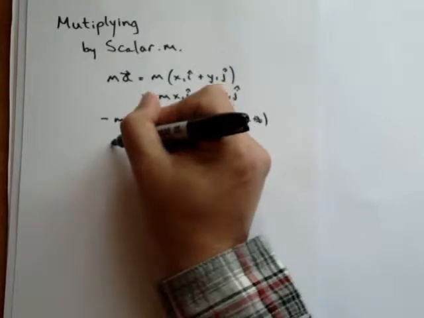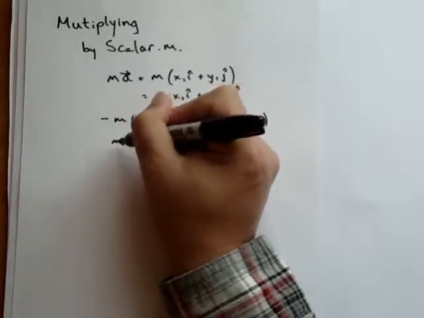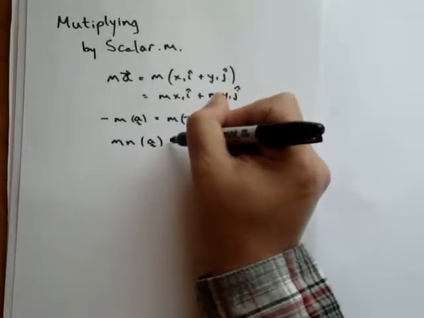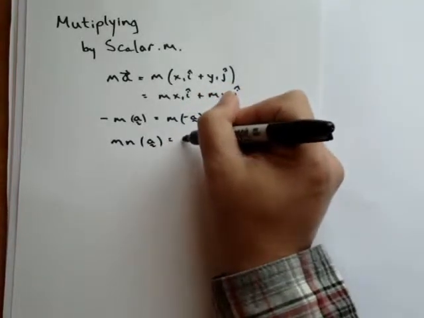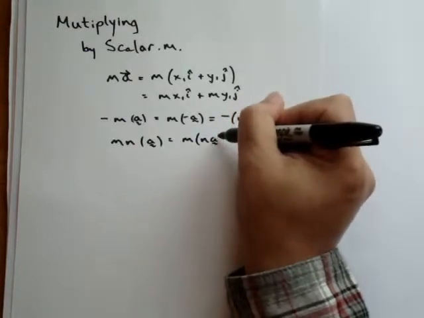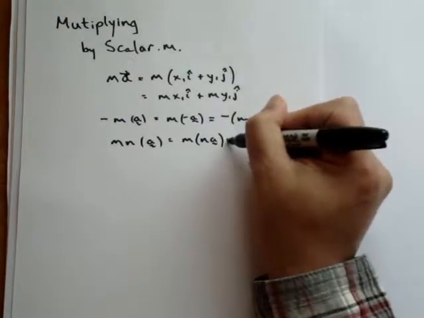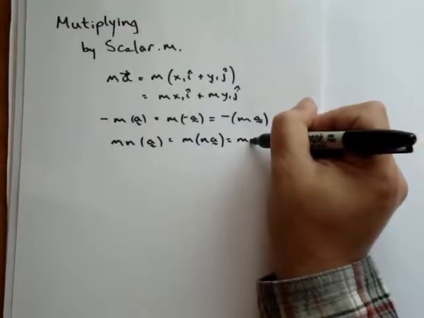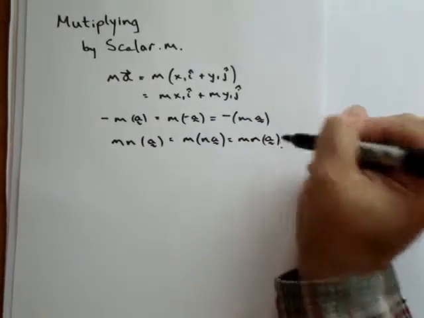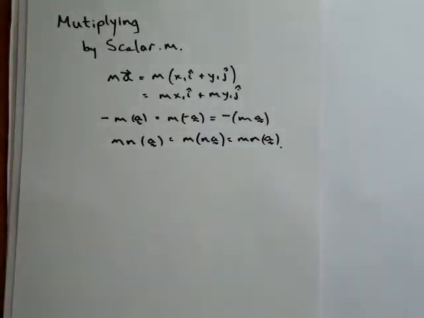If we have two scalars, m and n, multiplied by a, this would equal m times na, and this equals mn times a. So that's when we multiply by a scalar.